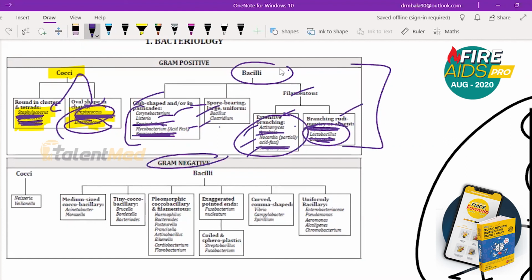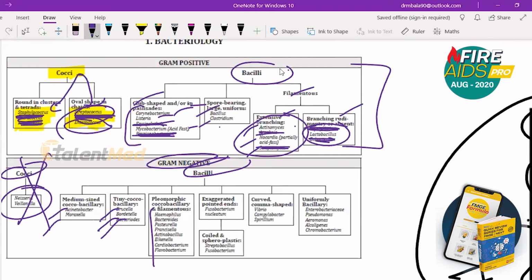Then comes gram negative, same like that, cocci and bacilli are there. So cocci is Neisseria, Veillonella, I don't think that's a question for your MCQ. So bacilli is important. Gram negative means bacilli you need to know. In bacilli, you have medium-sized coccobacilli like Acinetobacter and Moraxella. Both are important. Tiny coccobacilli like Brucella, Bordetella, Bacteroides, they are also important. Then pleomorphic coccobacillary and filamentous, you have a long list: Haemophilus, Bacteroides, Pasteurella, Francisella, Actinobacillus, Eikenella, Cardiobacterium, and Flavobacterium.